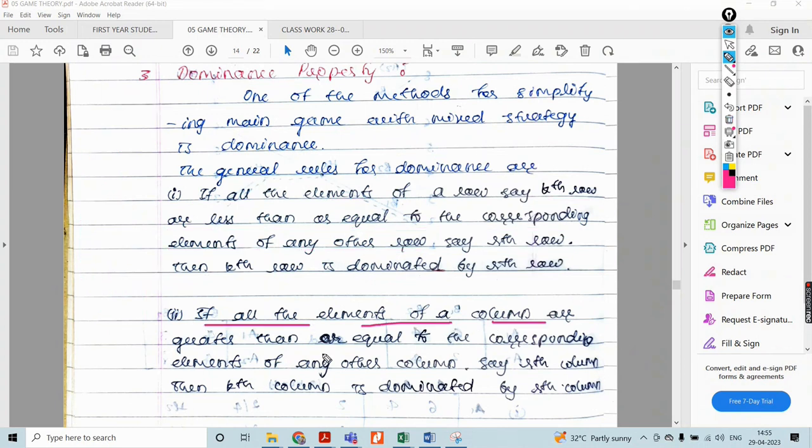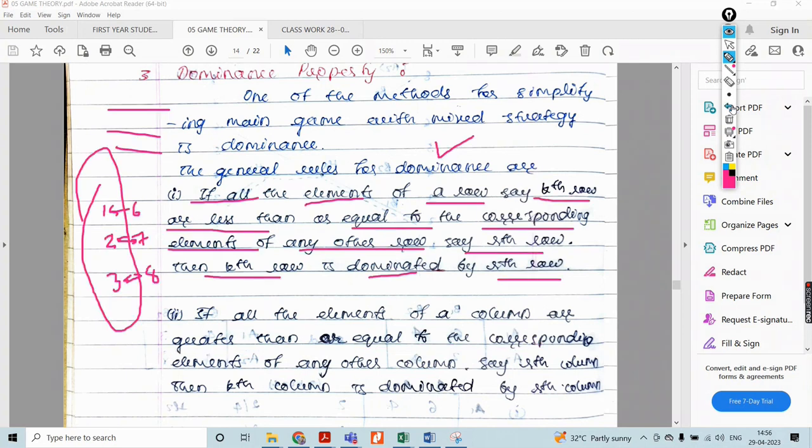If all the elements in a column are greater than or equal to the corresponding elements in any other column, then the kth column is dominated by the rth column. Here, I will take this as the kth column and this as the rth column. If the elements present in R are greater than those of K, then this R will dominate this K column, similar to the row.